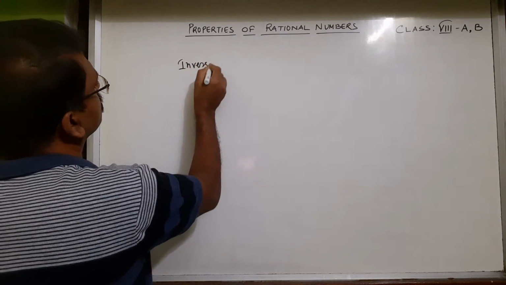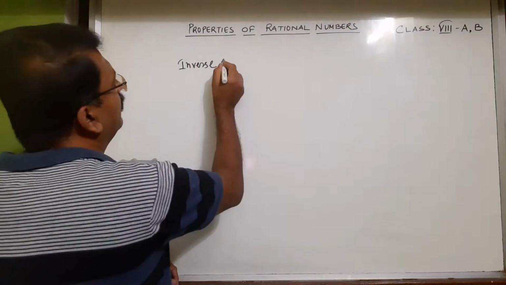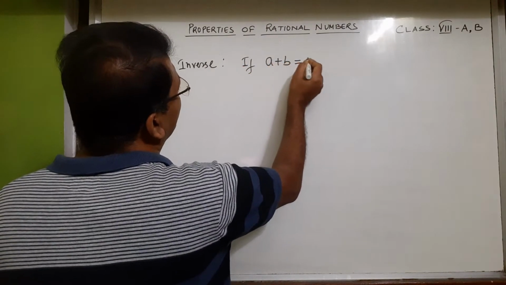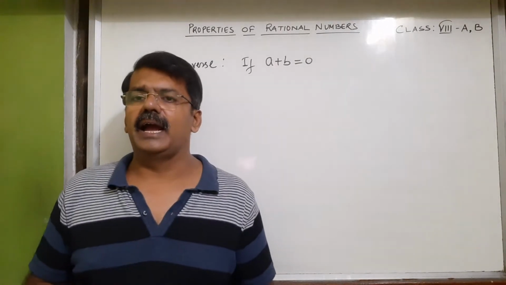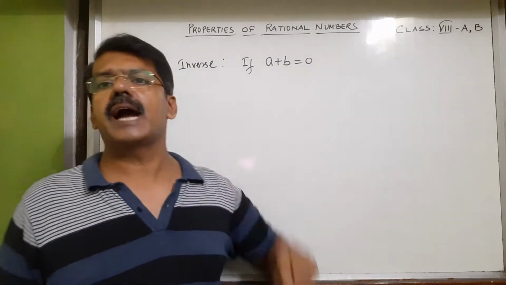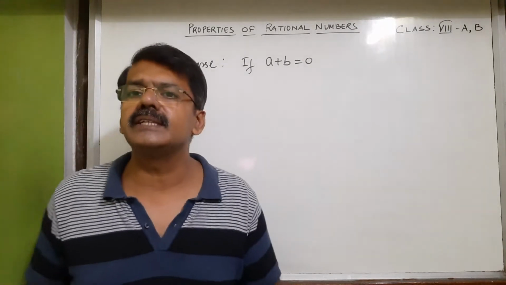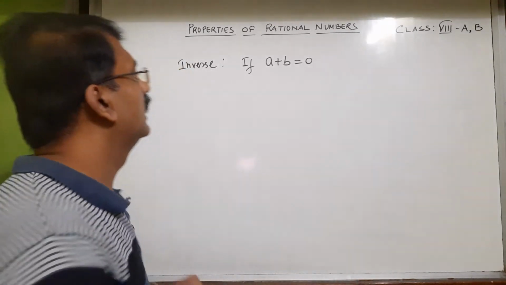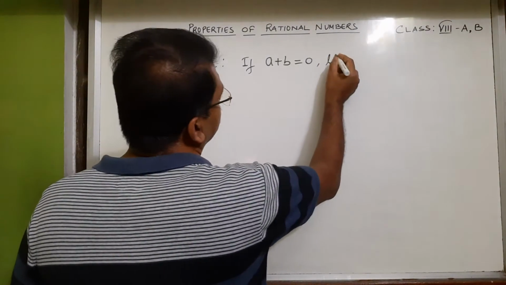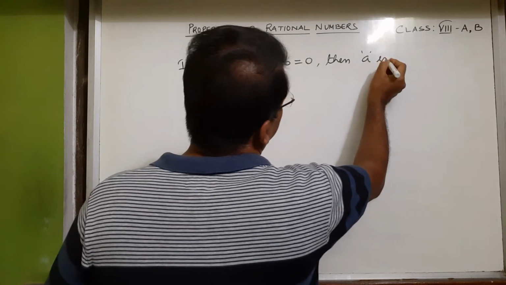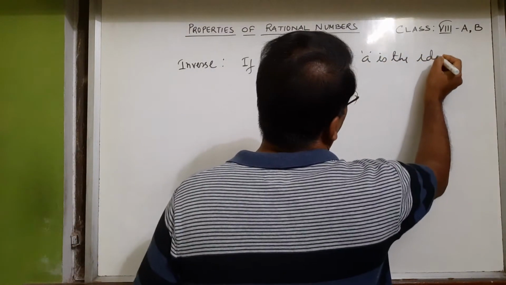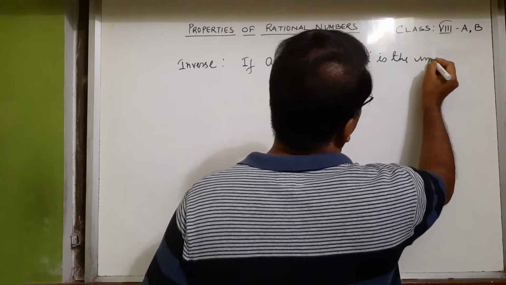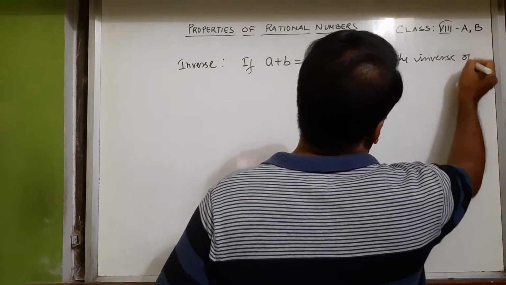Inverse. If a plus b is equal to 0, as for addition 0 is the identity element, so if a plus b is equal to 0, when two numbers are added and the result is 0, then a is the inverse of b.